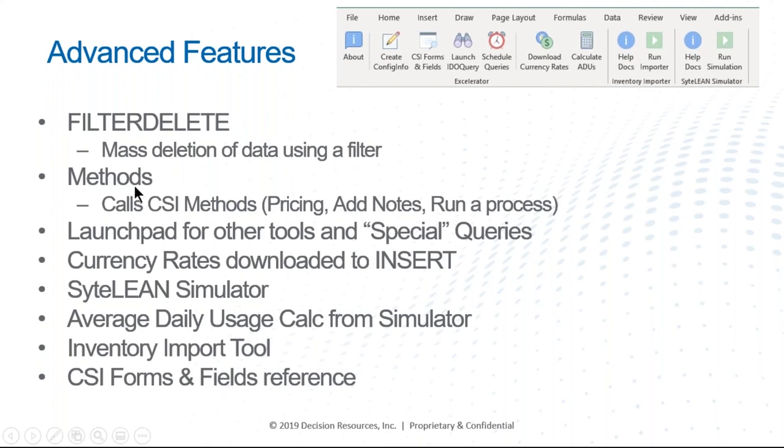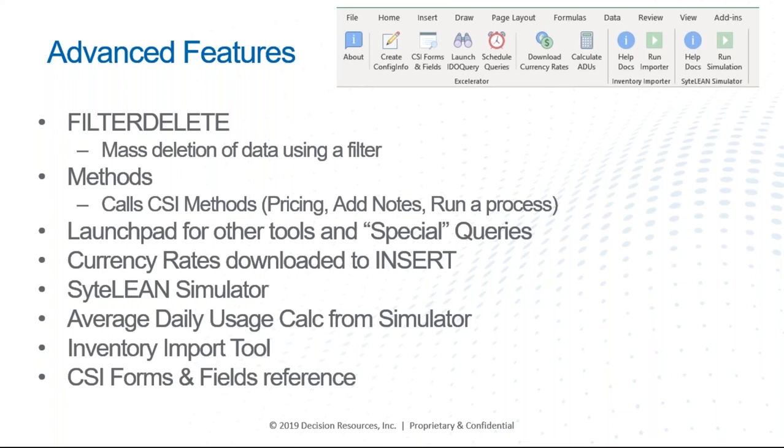Second thing we can do is we can call methods. And methods are, I don't want to say stored procedures, but they were traditionally stored procedures in Sightline and CSI. Now there's many more areas where there's certain things that are being added as functions that we can call. And it's not just inserting data in like a table. So things would be pricing. We could call and see what the pricing is. We could add notes.